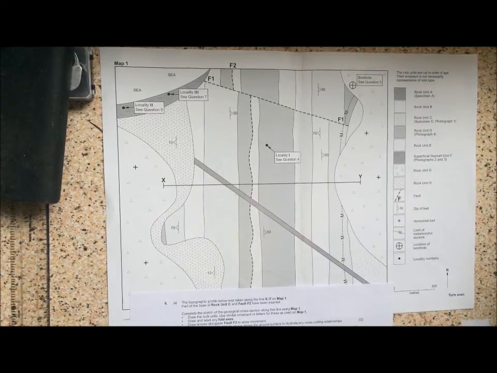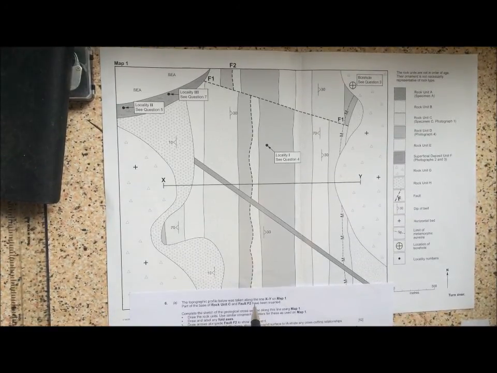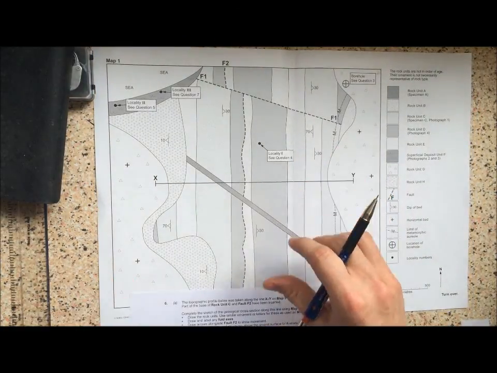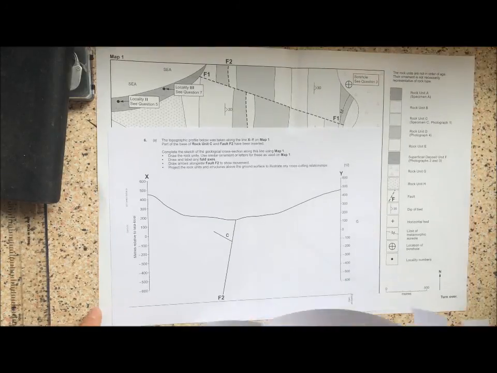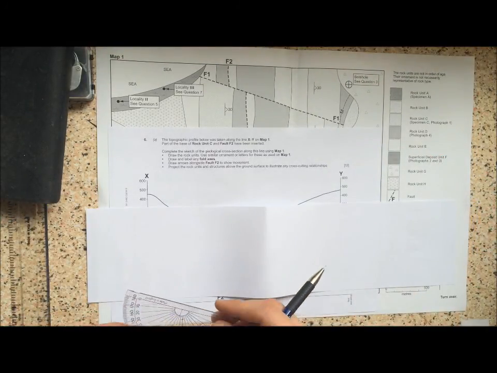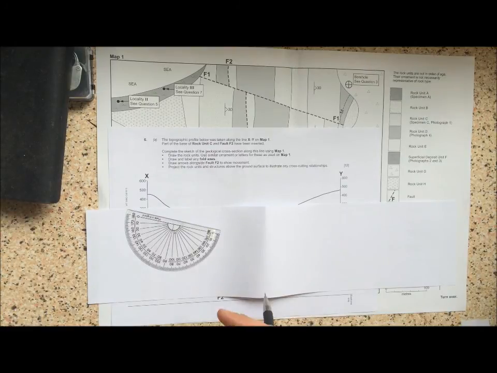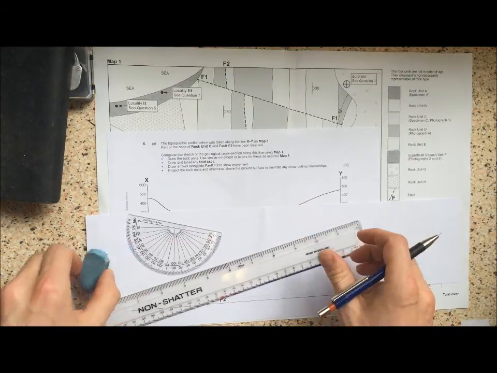Hello all, here I am ready to do the 2014 GL2 cross section. Just make sure I've got all the equipment that's needed. I've got the resource sheet, I've got the cross section itself, a piece of paper ready to draw on the notes, a protractor, ruler, pencil and eraser.